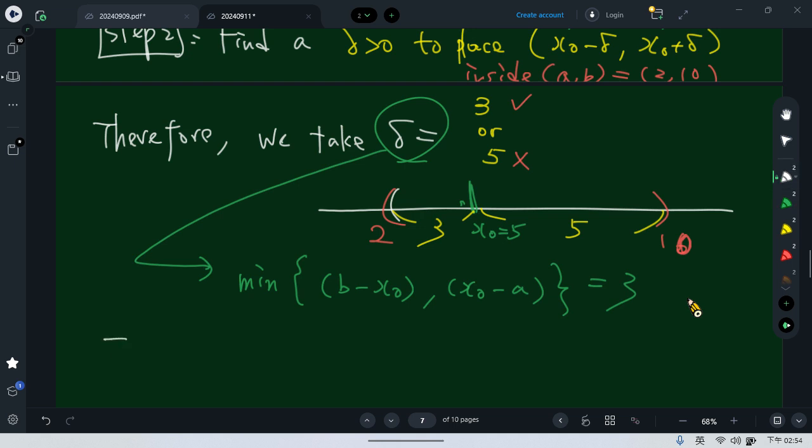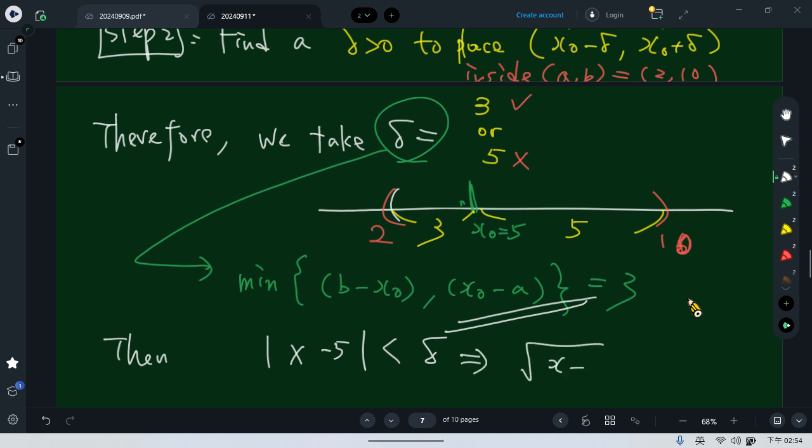Then based on this, when the absolute value of s minus 5 is less than delta, delta should be this one, 3. Then we can make the absolute value of square root of s minus 1 minus 2 less than this epsilon. So finally, we need to pick this one, 3, not 5, because you can see this is 5, 5, 10, 2. So finally, it should be 3.